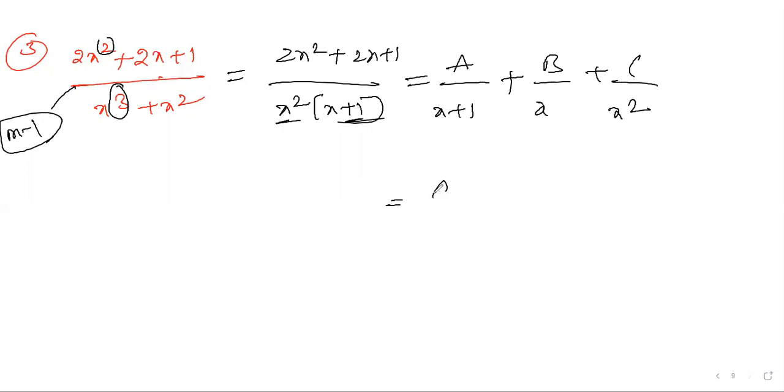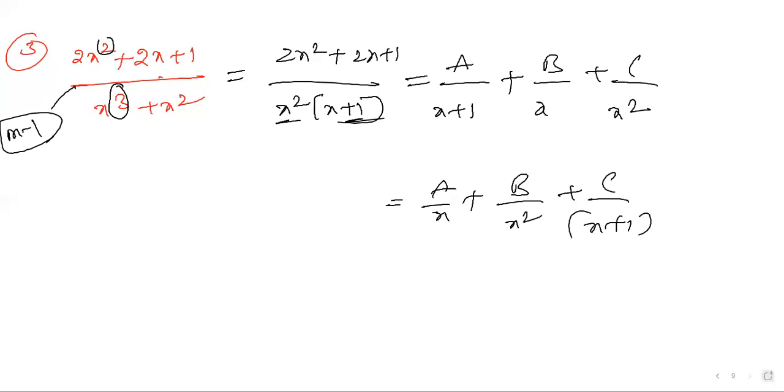You can also take a by x, b by x square, and c by x plus 1. Whatever you take, it doesn't matter, because a, b, c are constants; they will come in between or go to the end. Nothing will change, the answers are the same. This is the third question. It is homework for you. Next, can I go to the next question?